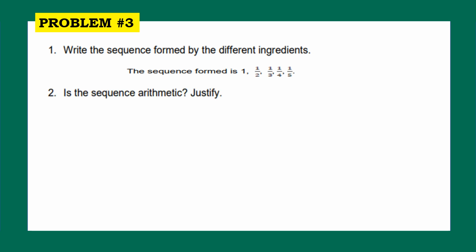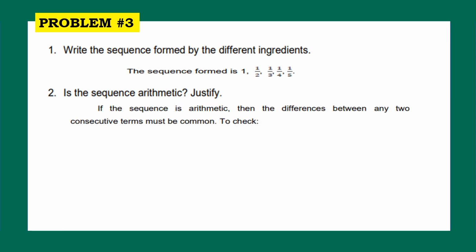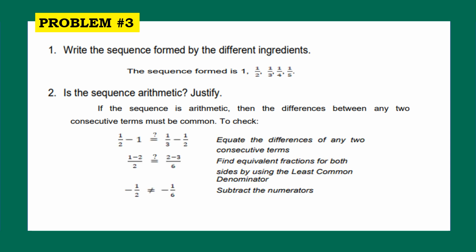For question number 2, is the sequence arithmetic? And we need to justify. So if the sequence is arithmetic, we have to take note that the differences between any two consecutive terms must be common. Now let us check. So we will be using here the second term and the first term for the left side of the equation, and the second term and the third term for the right side of the equation. So we need to subtract here 1/2 minus 1. Is it equal to 1/3 minus 1/2?